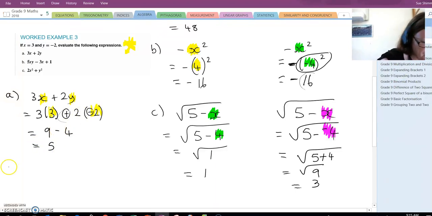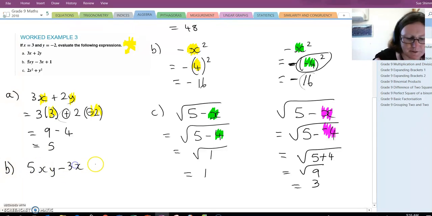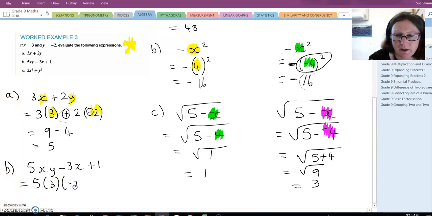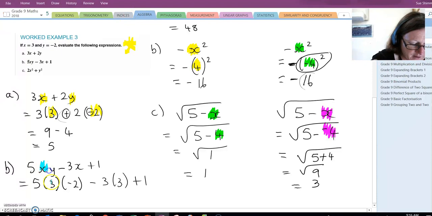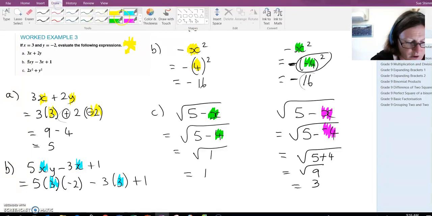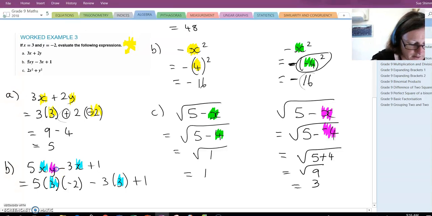The next worked example, it's 5xy subtract 3x plus 1. So this is 5. Instead of x, we're going to write 3. Instead of y, we're going to write negative 2. Then we subtract 3 lots of 3, and we add 1. So again, what I've done is instead of x, I've put 3, and then instead of y, I've put negative 2. So we've done our substitution, and then we work it out.